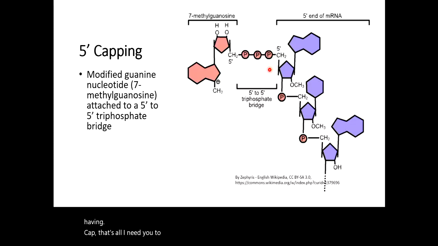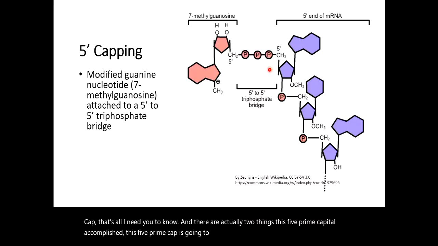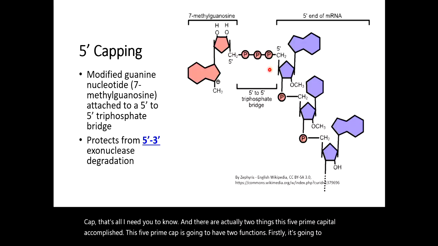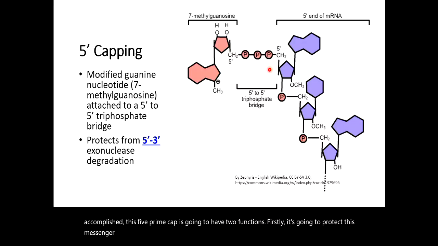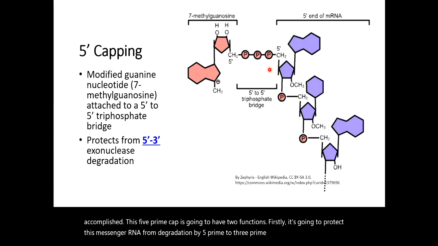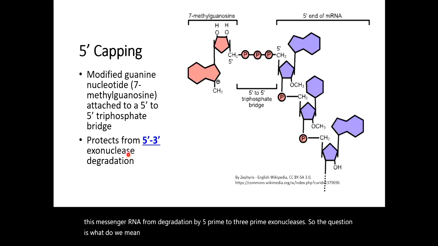And there are actually 2 things this 5' cap will accomplish, right? So the 5' cap is going to have 2 functions. Firstly, it's going to protect this messenger RNA from degradation by 5' to 3' exonucleases. So the question is, what do we mean by an exonuclease?